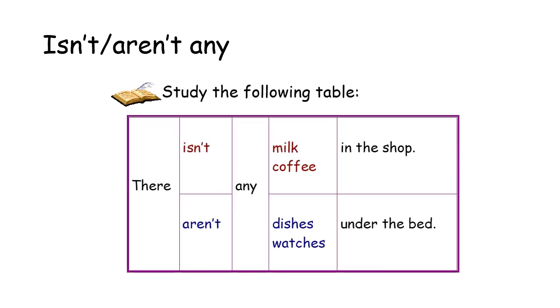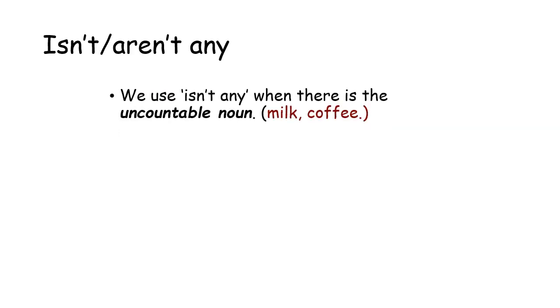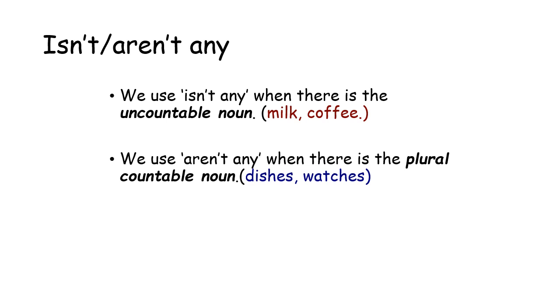Isn't, aren't, any. Study the following table. There isn't any milk in the shop. There isn't any coffee in the shop. There aren't any dishes under the bed. There aren't any watches under the bed. We use isn't any when there is an uncountable noun, milk or coffee, for example. We use aren't any when there is a plural countable noun. That means more than one, dishes and watches.